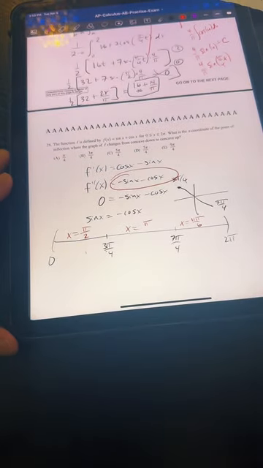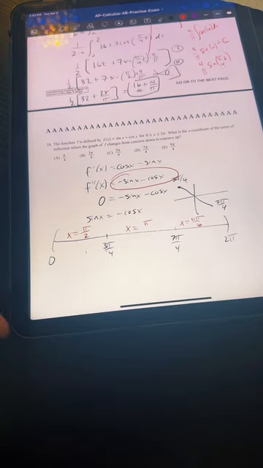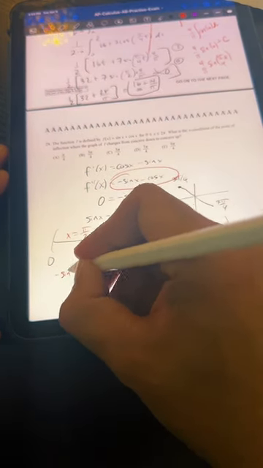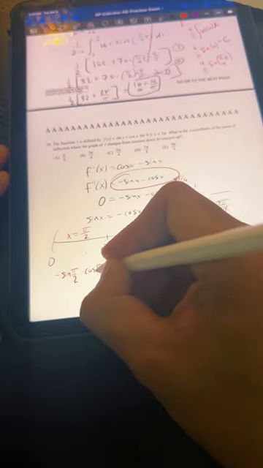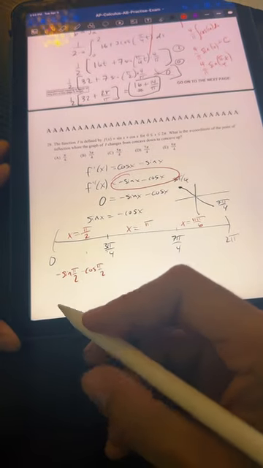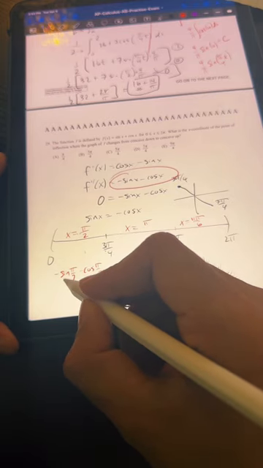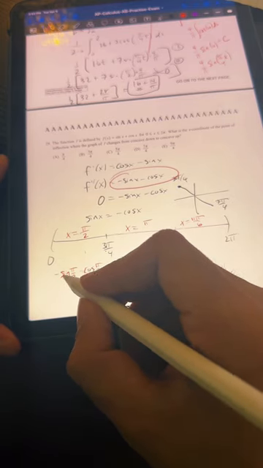I'm going to plug it into my second derivative, and I just want to know if it's concave up or concave down. So what happens when I plug in pi over 2? I have negative 7 pi over 2 minus cosine of pi over 2. Know your unit circle. It's going to bite you.